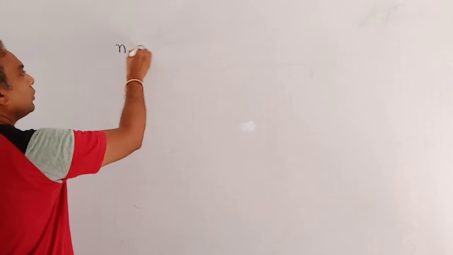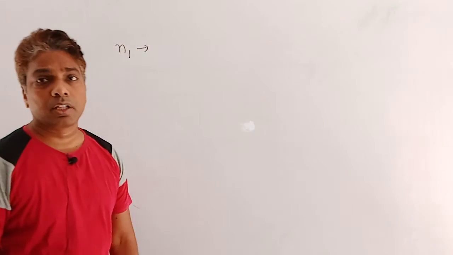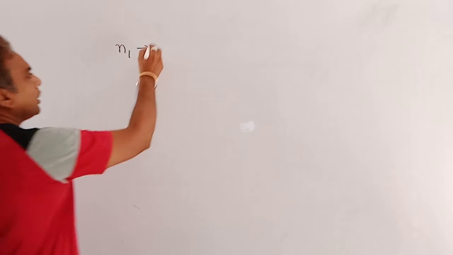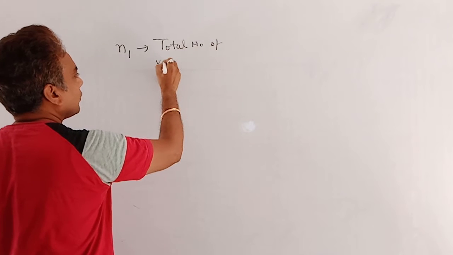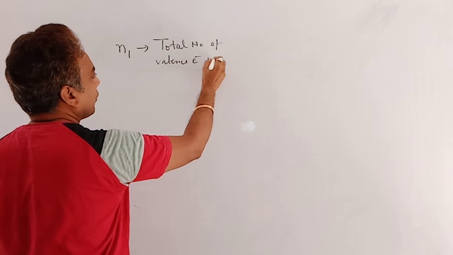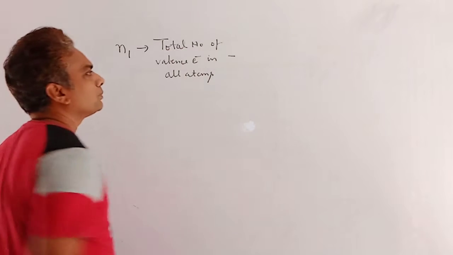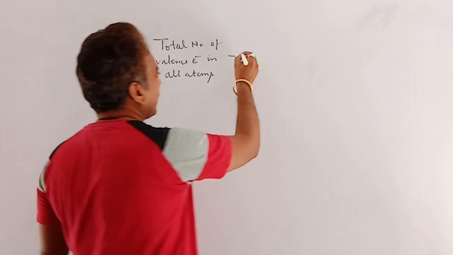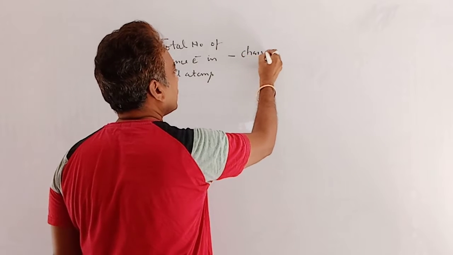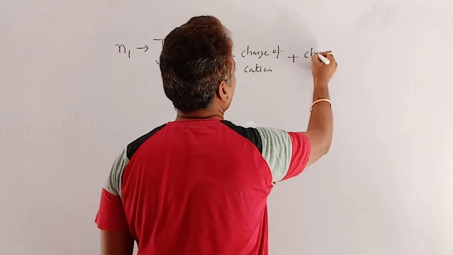Firstly, calculate the value of N1. In the mathematical procedure, firstly calculate the value of N1. What is N1? N1 is the total number of valence electrons in all atoms minus the charge of cation plus the charge of anion.